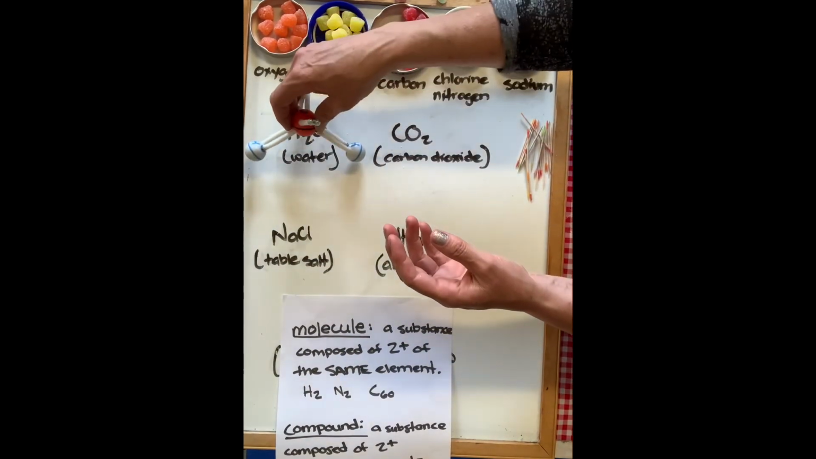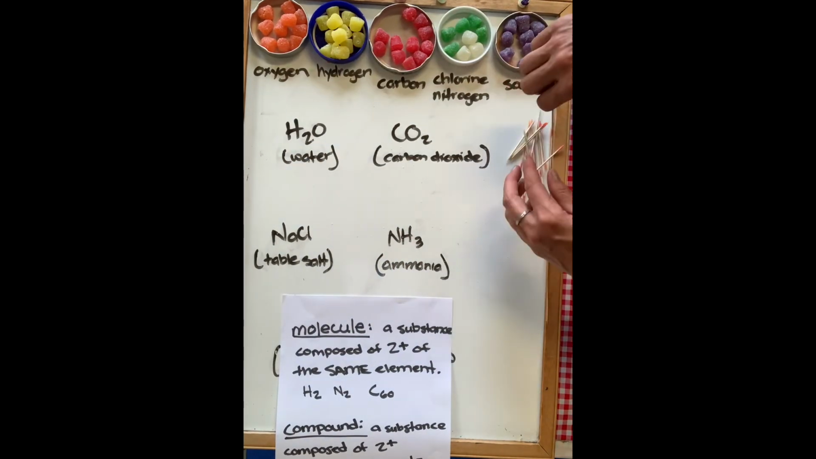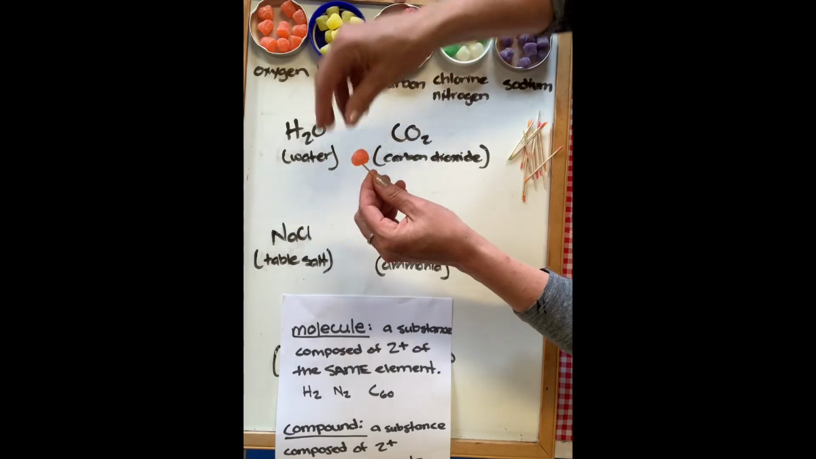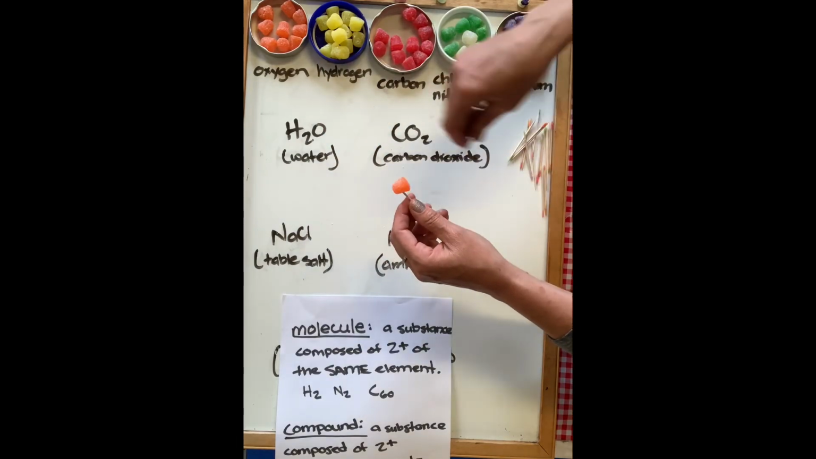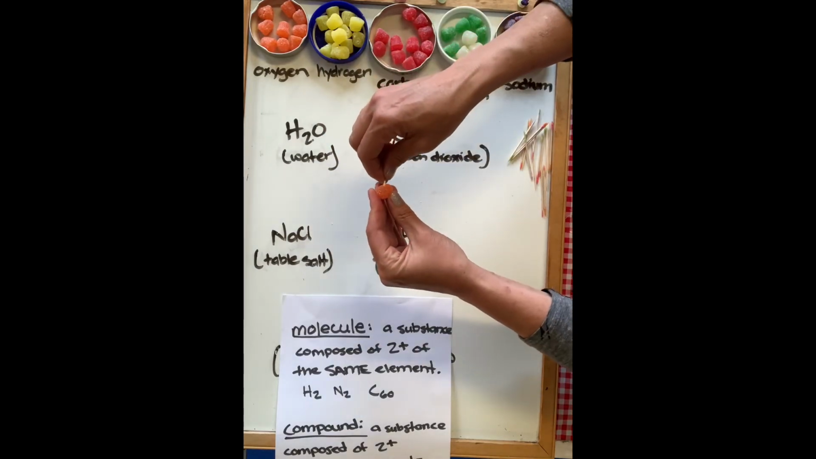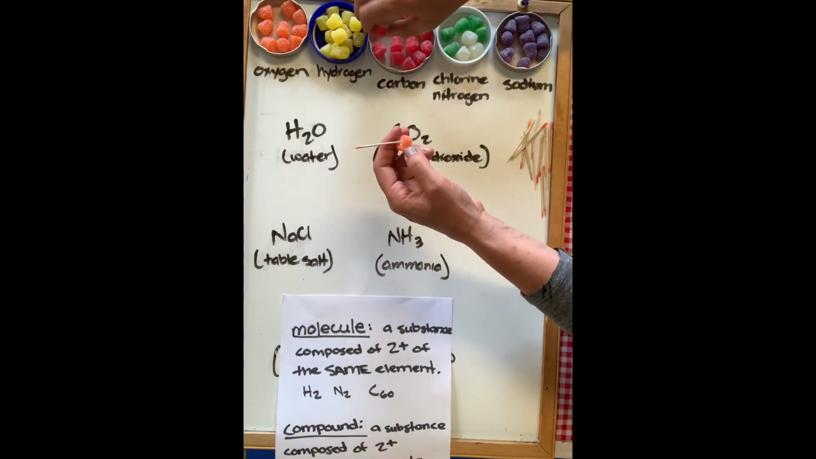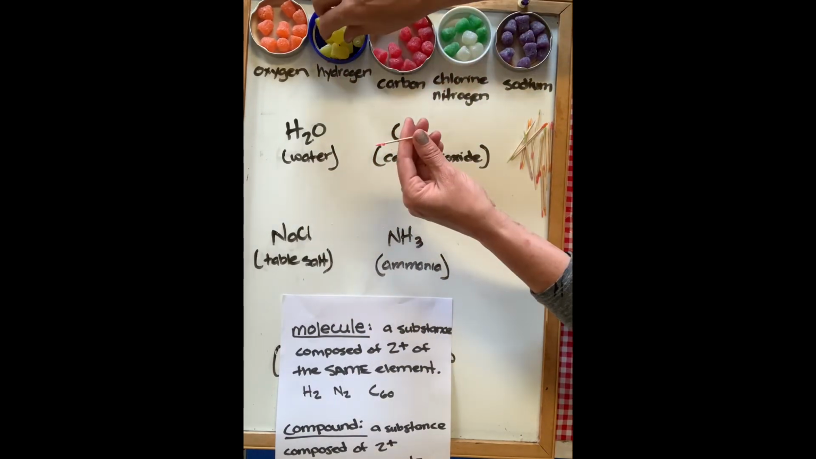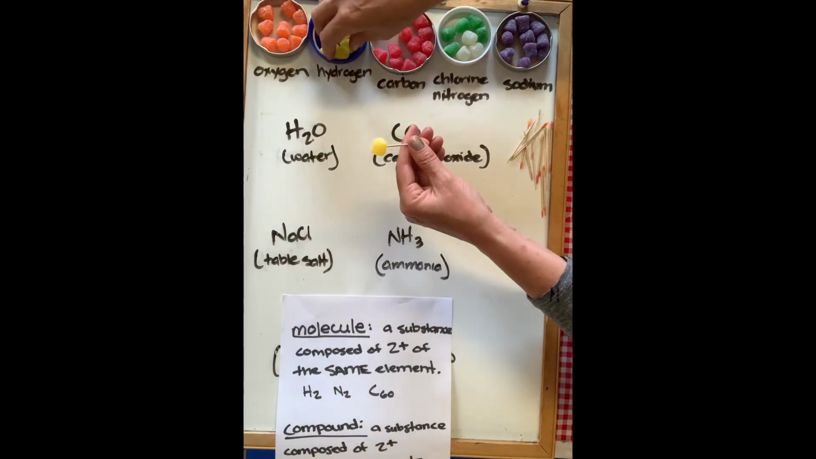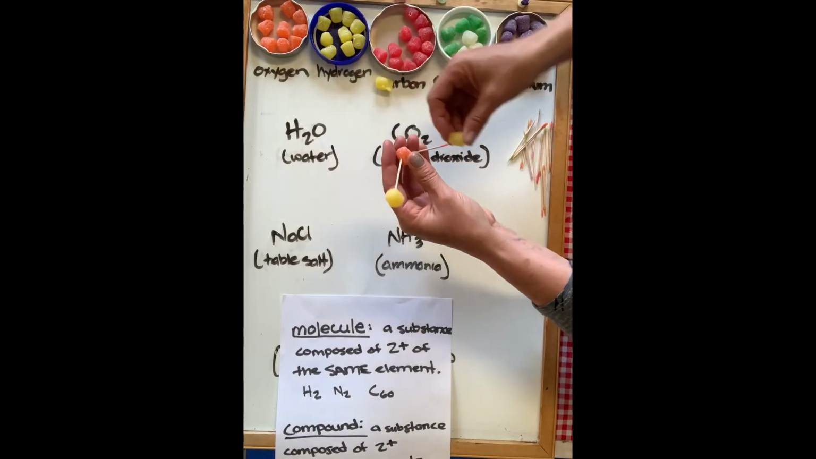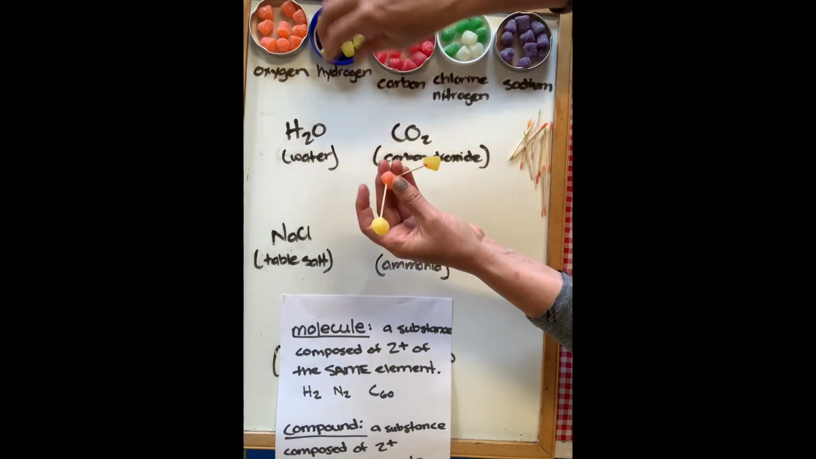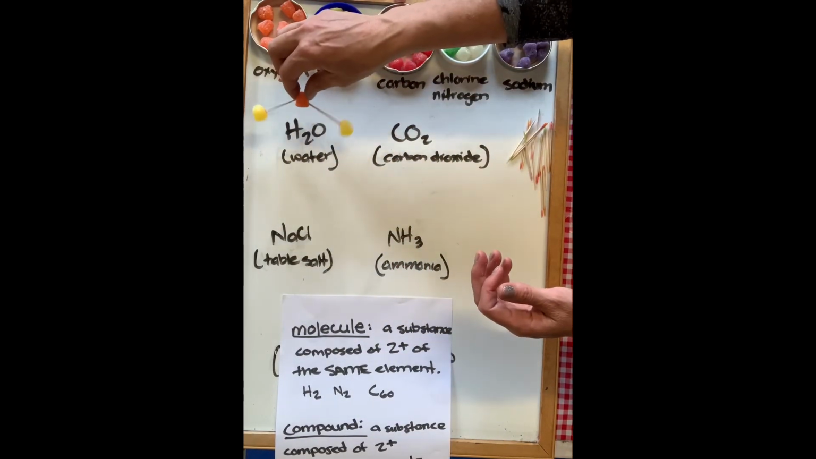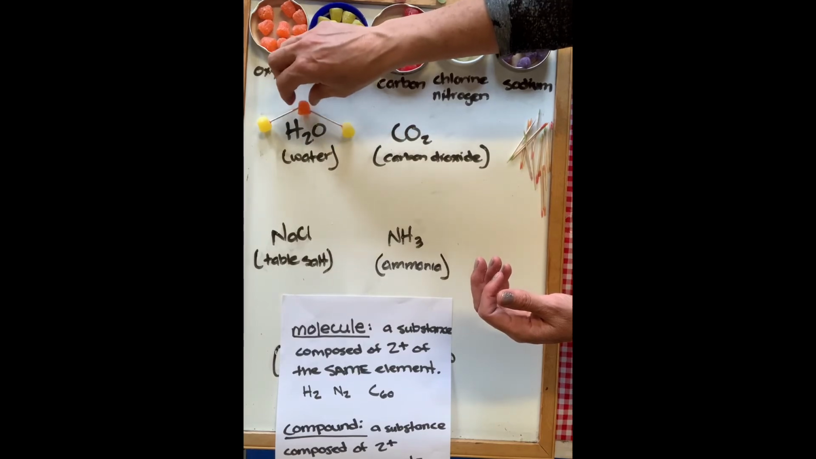So here's how you're going to make it with your model. You're going to take your oxygen, because there's 1 of them, and give it 2 legs. And then we're going to put our 2 hydrogens on. There is my water molecule. So in a glass of water, there's going to be billions and billions of those.